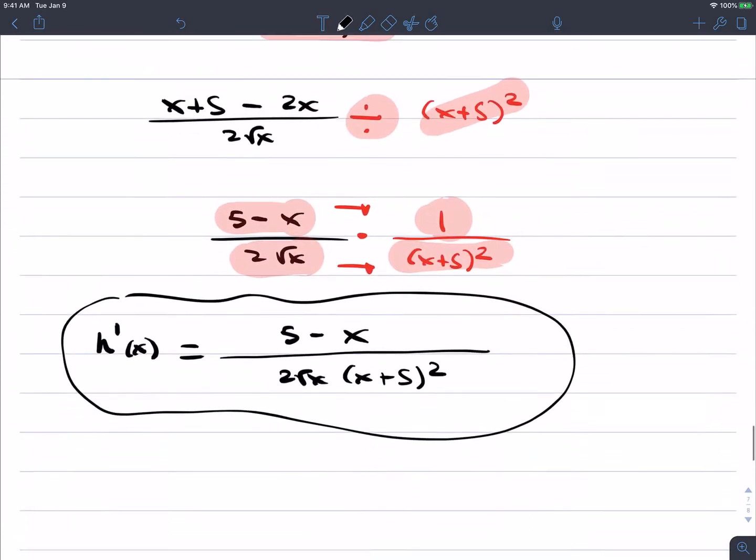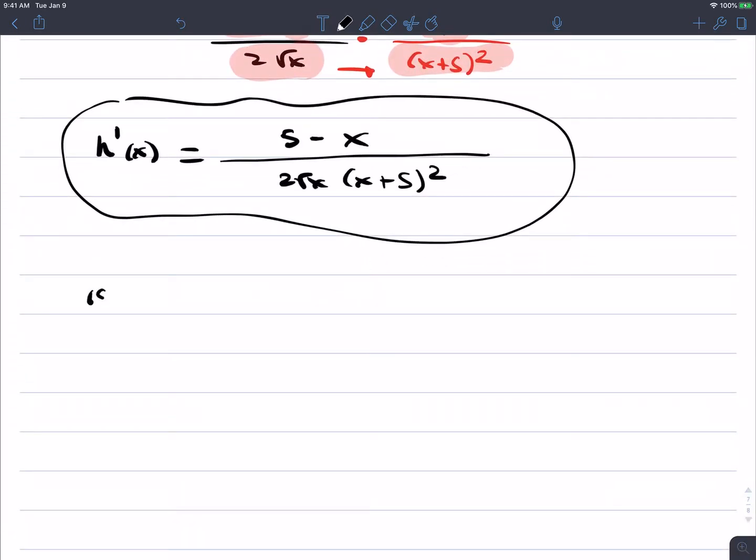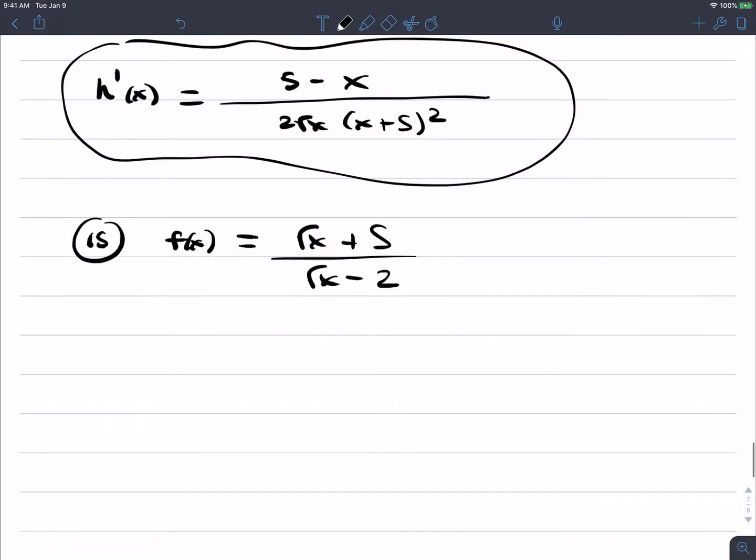Here's 13. We now have to go to 15. F of x becomes the square root of x plus 5 over the square root of x minus 2. So by operator notation, d dx, the square root of x plus 5 over square root of x minus 2.